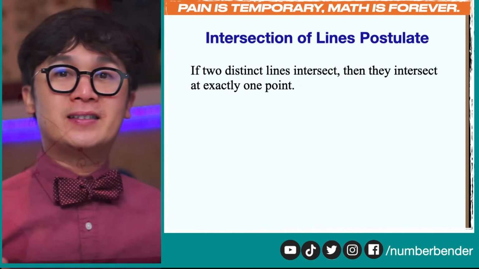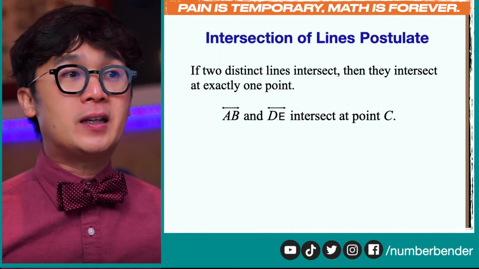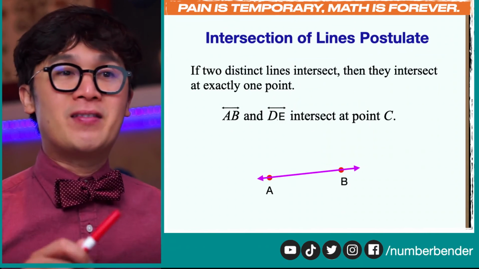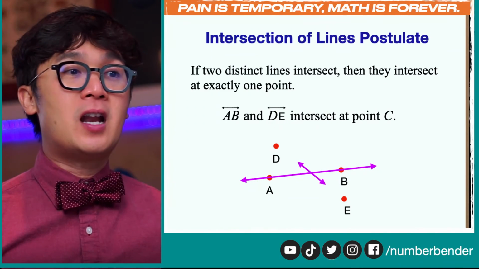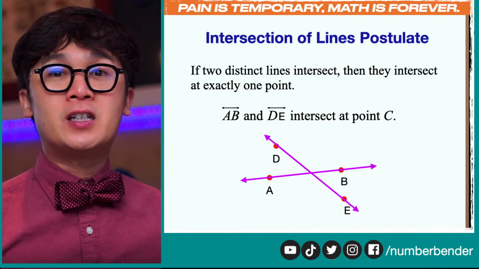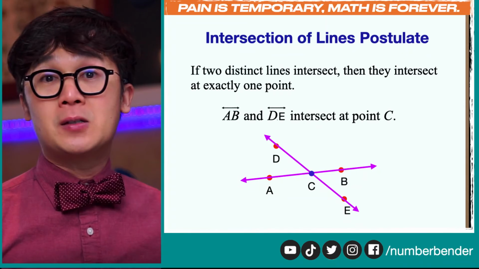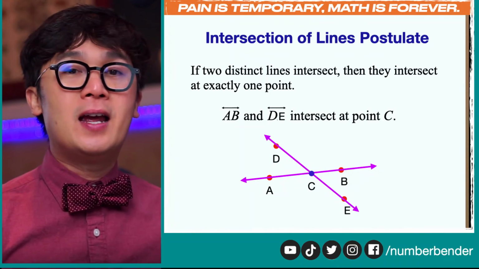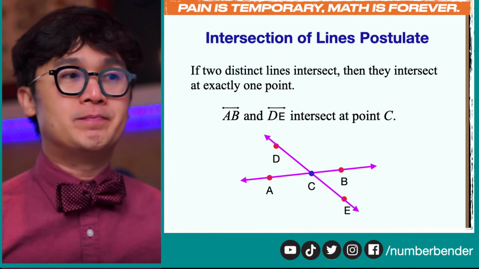So yan yung ating intersection line postulate. So kung meron tayong line AB and line DE, it intersects at point C in this diagram. So this is the first line, and this is the second line, and their point of intersection is point C, at yan yung intersection of lines postulate. So, any 2 distinct lines na mag-intersect, lagi tayo makakahanap ng isang point of intersection.